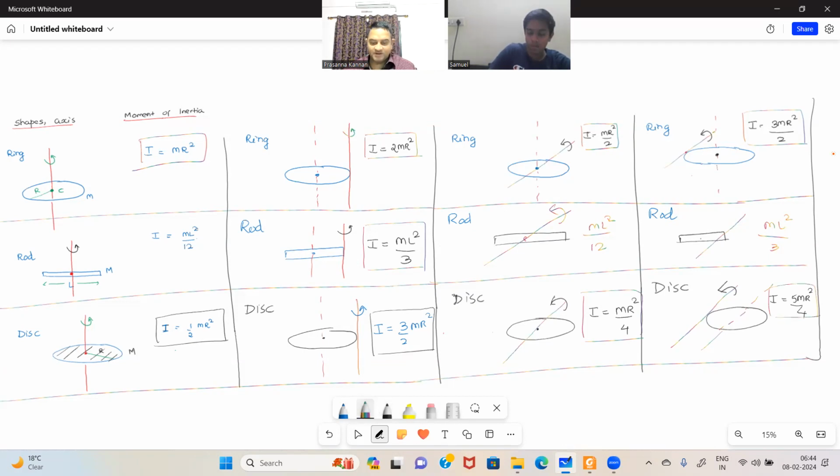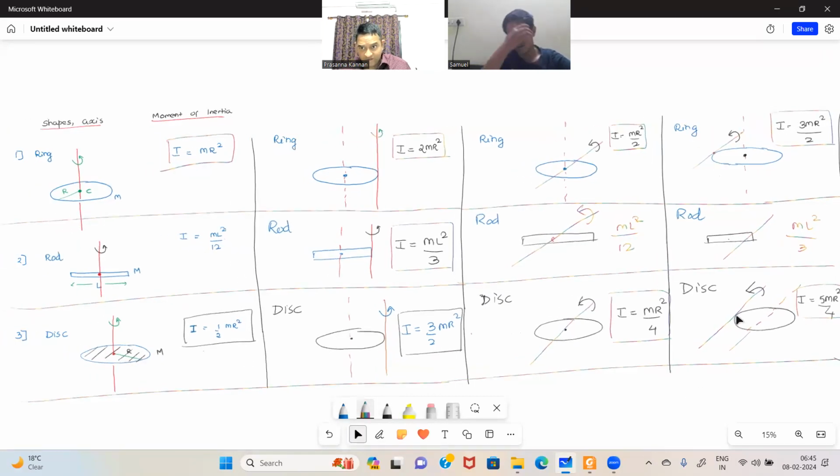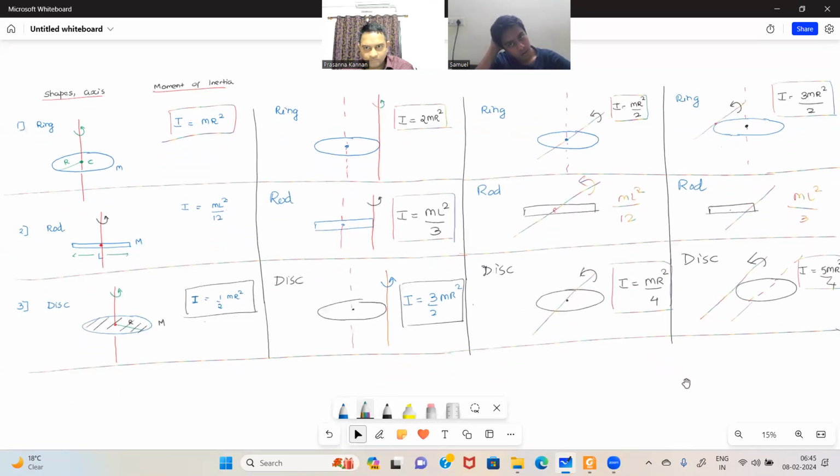As far as your exams are concerned, the questions will revolve around these variations. You will not usually have more variations than these for a given shape. All right. Any doubts?